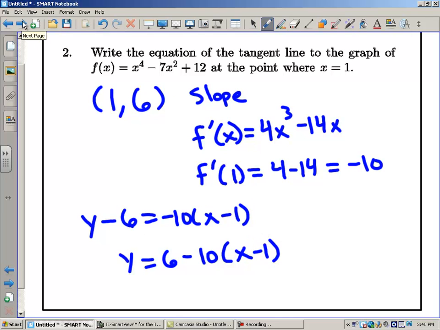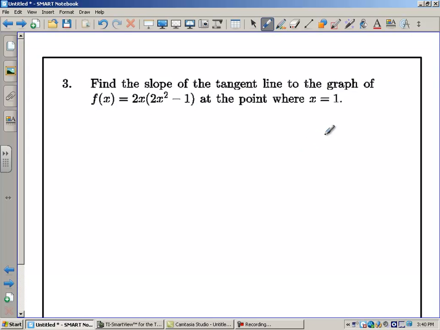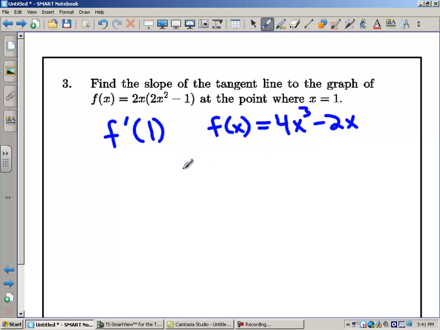Let's go take a look at one last example that's not the equation of a tangent line, but it is asking you for the slope, which is just an application of the derivative. This says if we did have a tangent line to this graph, what would the slope of that line be? This simply wants me to find f prime at that point 1. So what I'm going to do first is distribute that 2x through, and I'm going to make it 4x cubed minus 2x.